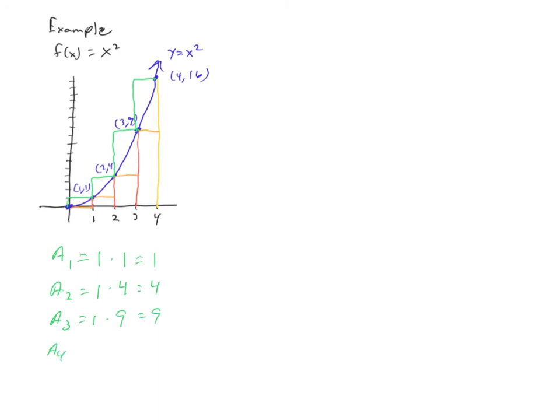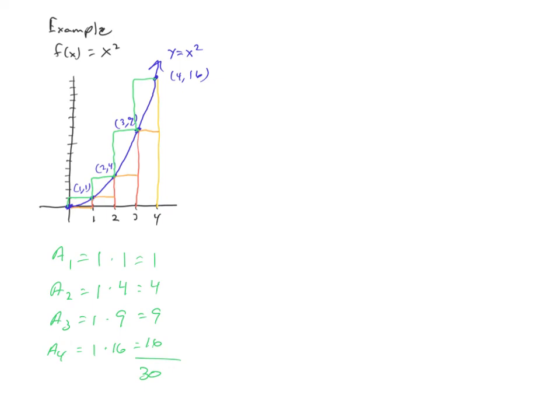And area 4 is, my base is 1 and my height is 16. So it's 16. So if I add up 1 plus 4 plus 9 plus 16, I get 30. So my one approximation for the area between the curve x squared and the x-axis from 0 to 4 is 30 square units. We recognize that that is an overestimate. Okay, we can also go through and do another sum.